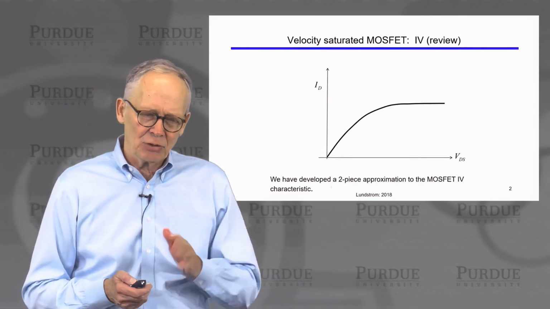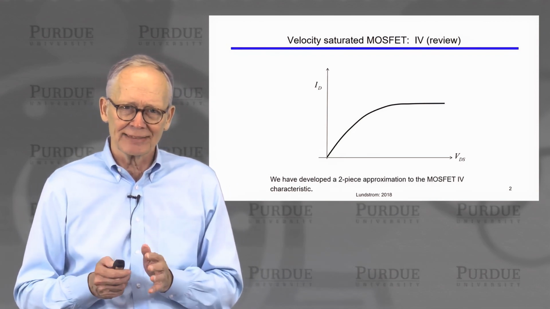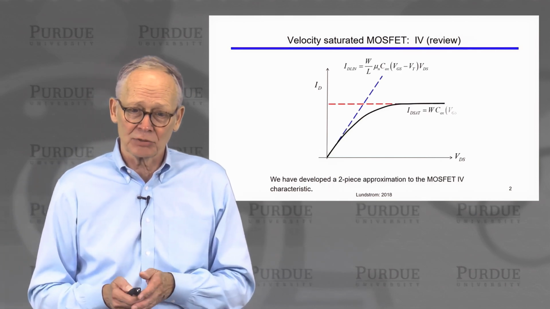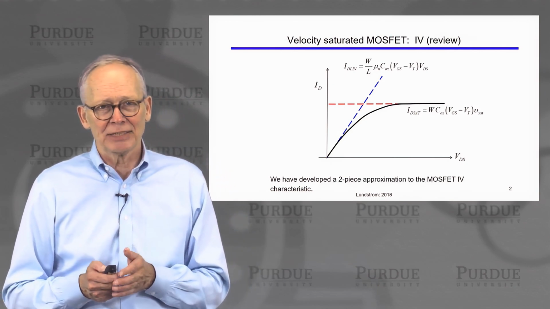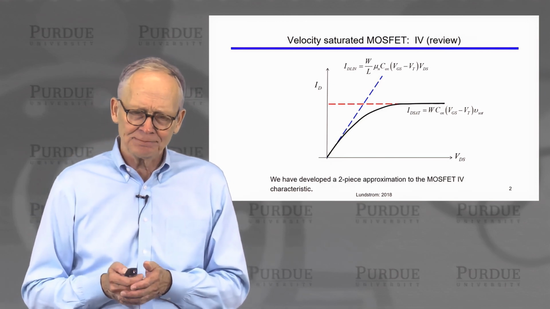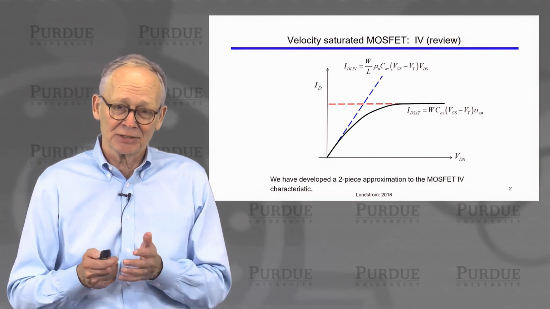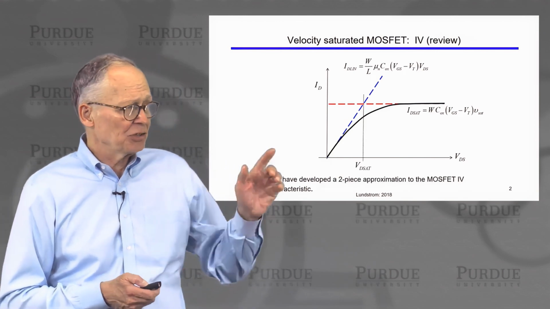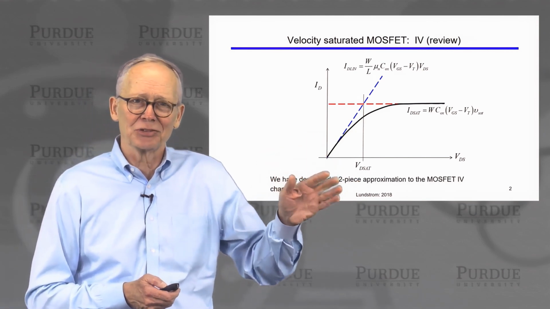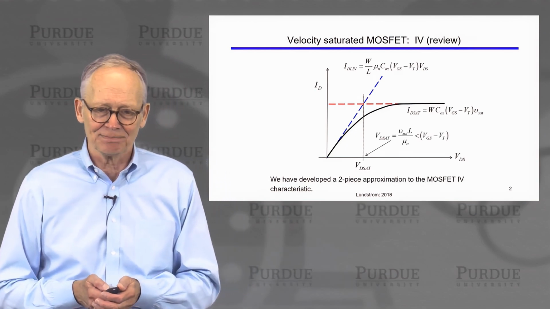So if we go back a couple of lectures, we developed a model for velocity-saturated MOSFETs that had two pieces. It had a linear piece for small drain-to-source voltages, and a saturated piece for large drain-to-source voltages. What we would like is a smooth, continuous model that goes from linear to saturation. The transition region between these two is VD-sat. In this model, we make an abrupt transition from linear to saturated at VD-sat, but we would like to make that a smoother transition.